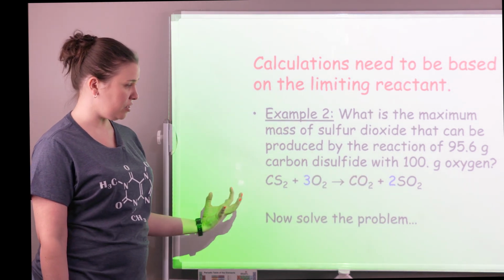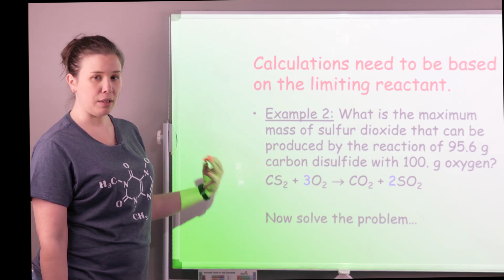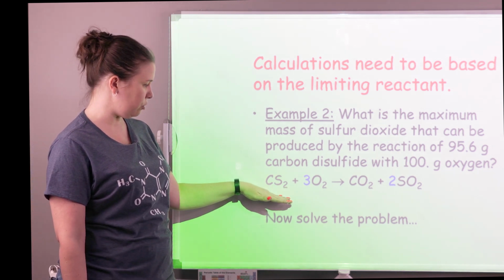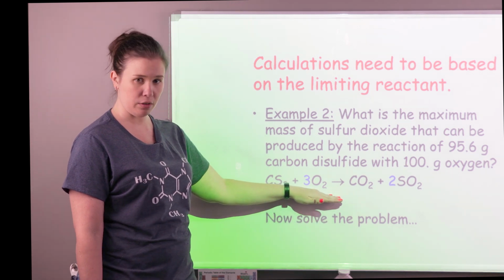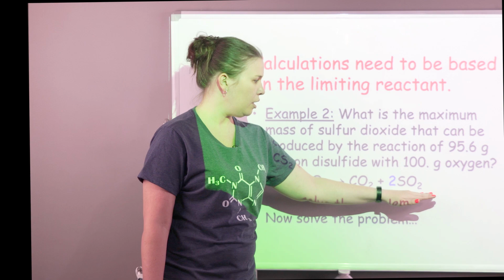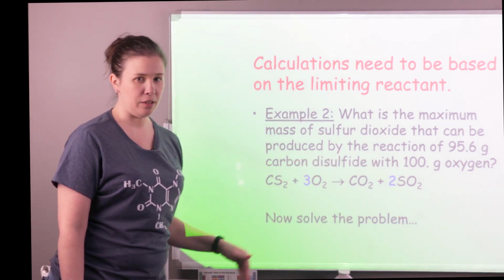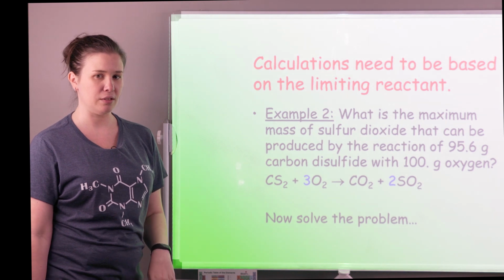Now that I have this balanced equation, I can proceed with the problem. This is giving me the relative amounts. I have 1 molecule of CS2 per 3 molecules of O2 required to make 1 molecule of carbon dioxide and 2 molecules of the sulfur dioxide. So this is our relative amounts. It's going to give us our mole ratios when we get into the math.